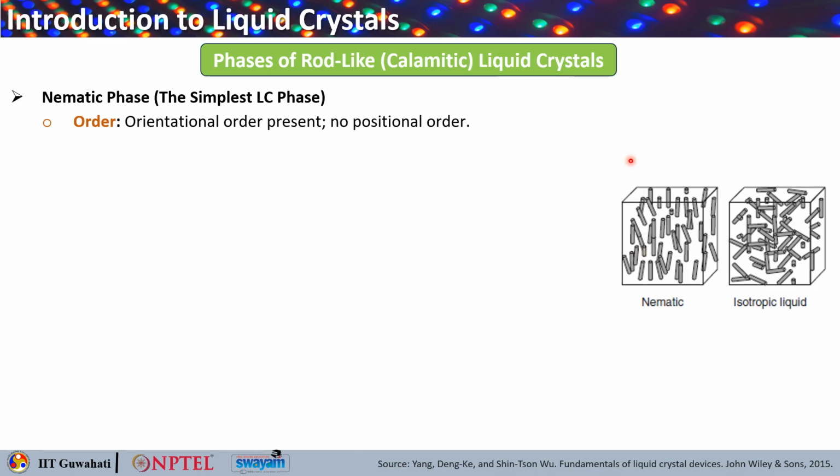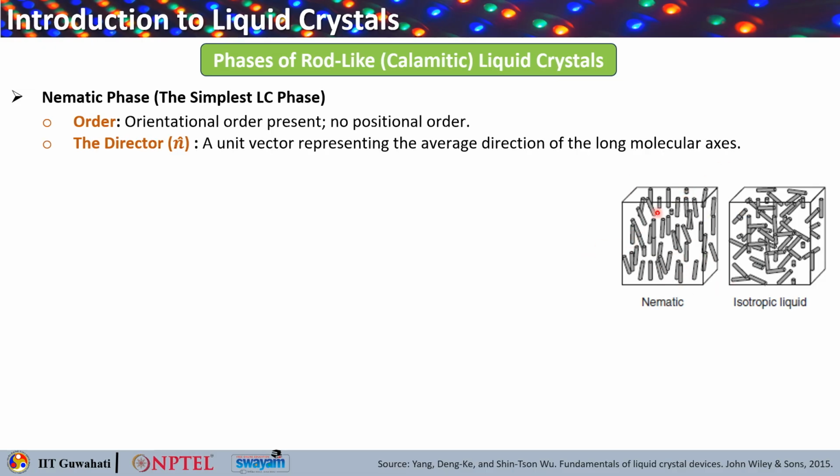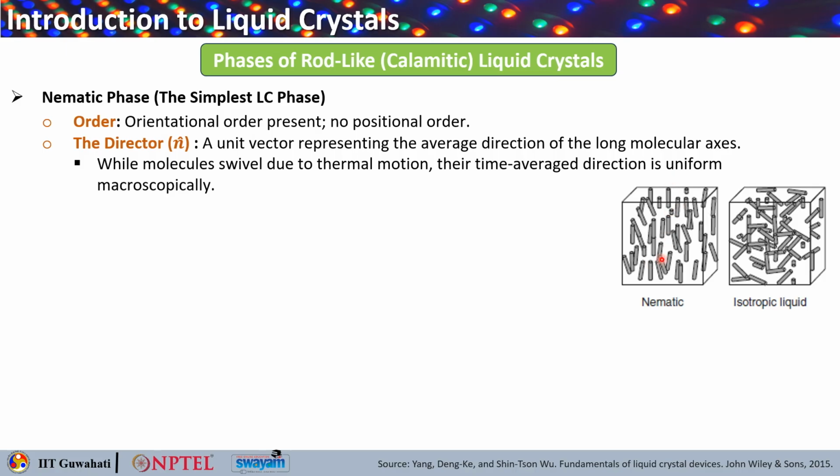So, here if you carefully observe, you can see that the orientational ordering is present, but there is absolutely no positional ordering, okay. And the director, that is the n cap, which is a unit vector that represents the average direction of the molecular long axis, okay, that is more or less there. Whereas, the molecules swivel due to thermal motion. However, if you take a time averaged direction, you will see that it is more or less uniform macroscopically.